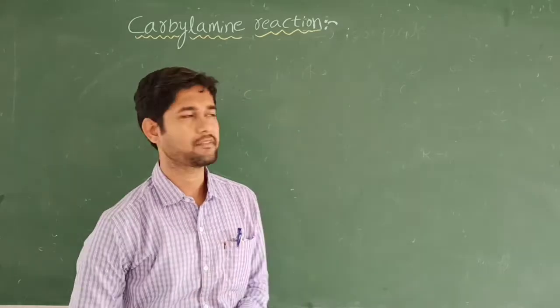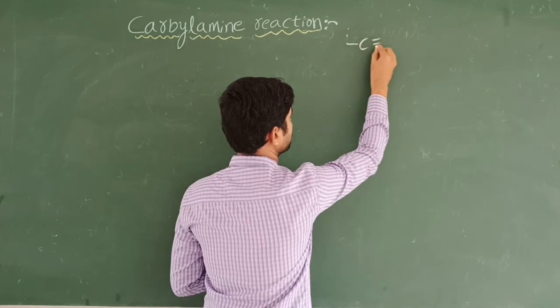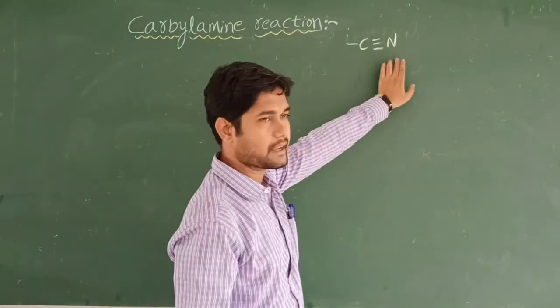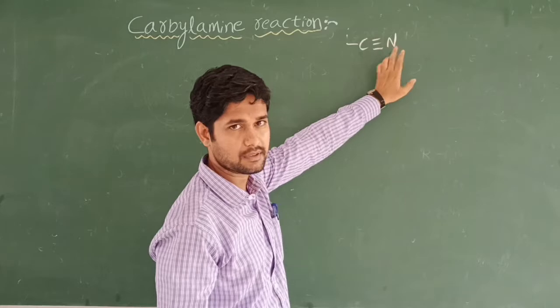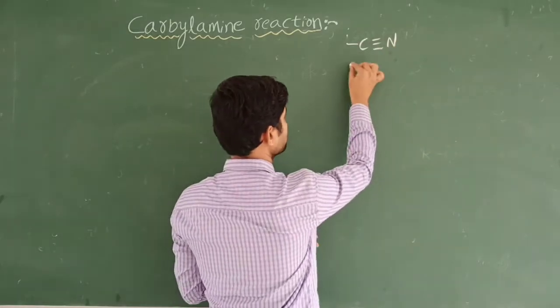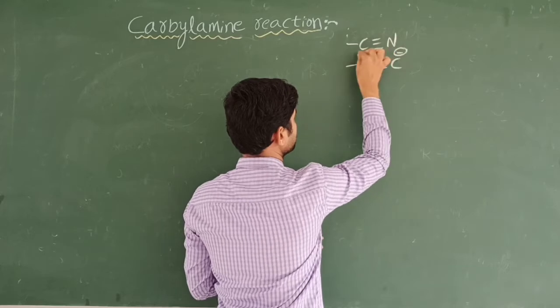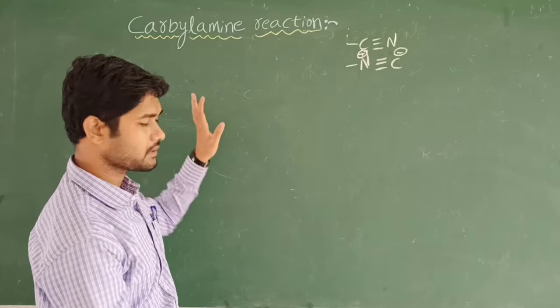You know the cyanide very well. Carbon triple bond nitrogen is called cyanide. If I replace carbon by nitrogen and nitrogen by carbon, that is called isocyanide. Okay, what happens in the reaction here?